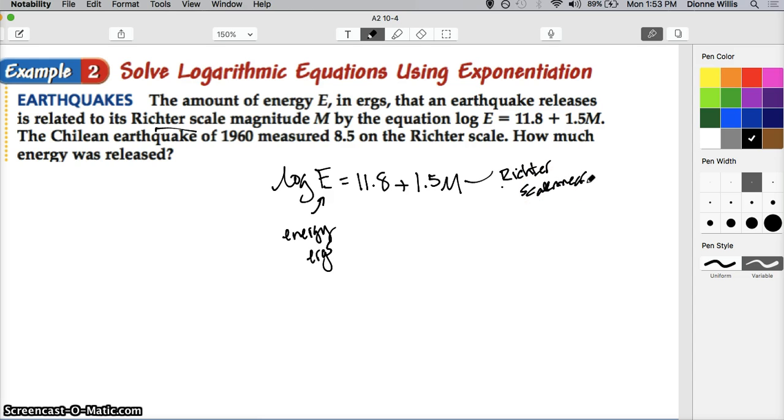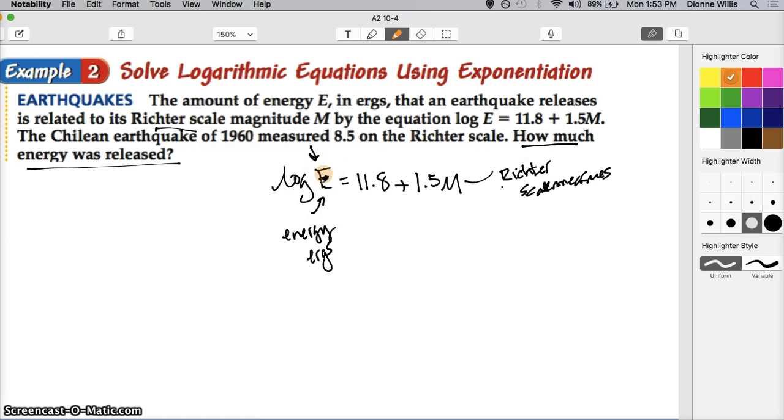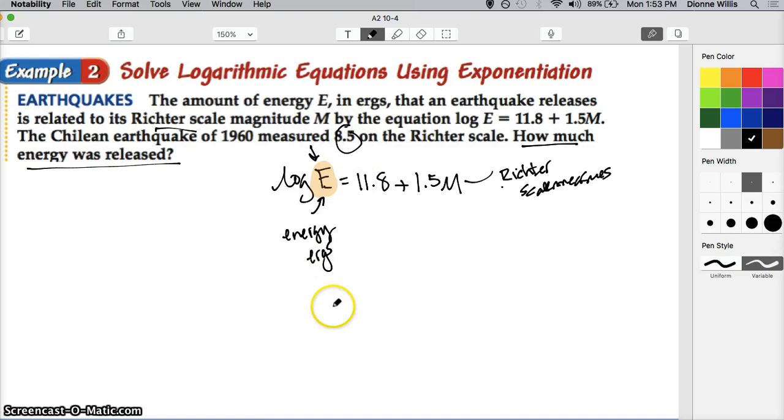So now that we've gotten that straightened out, let's see what we're looking for. We're looking for how much energy was released, and so that means we are looking for E. I'm going to highlight E because we need to solve for E. And we are given M, which is 8.5. So now let's plug all of this into our equation, where the common log of E is equal to 11.8 plus 1.5 times 8.5.